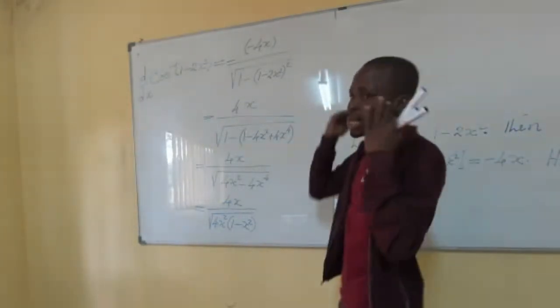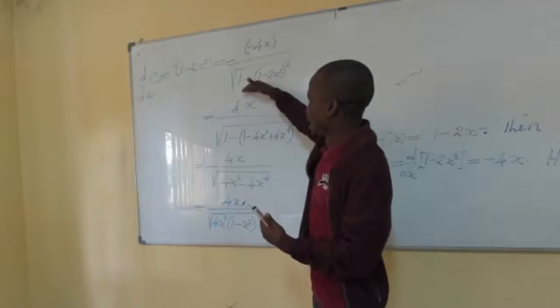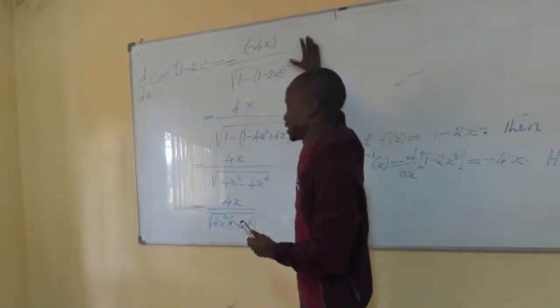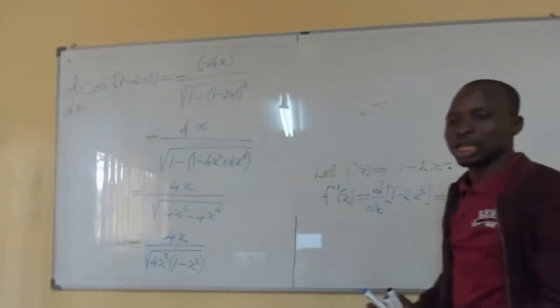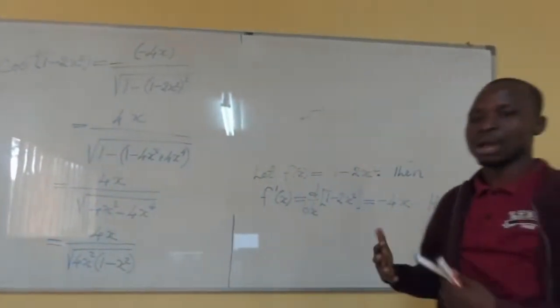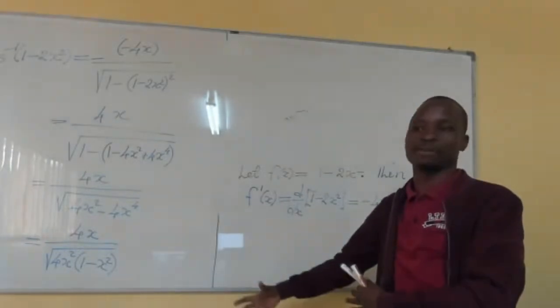So the differentiation process ended from here. You differentiated, it came to this. Now, from this point going down up to where we are going to reach, we are just simplifying. We are bringing our answer to its simplest form.